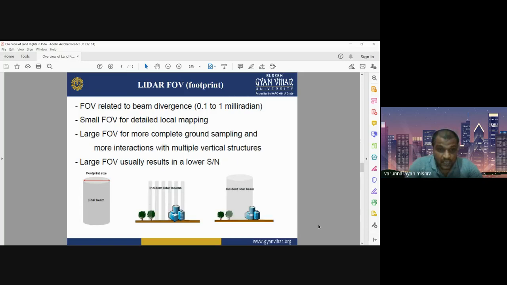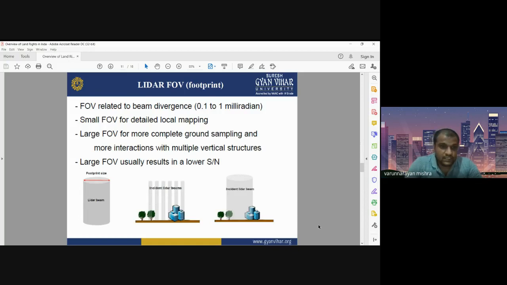Then lidar FOV, field of view. Like in optical remote sensing, field of view is the area that can be seen on the ground by the sensor. How much area is seen on the ground at a particular moment by that sensor is known as FOV. In the same way, in lidar scanning there is a lidar FOV, and it is known as the footprint. The field of view in the case of lidar is known as footprint, meaning how much area is seen by that system on the ground.